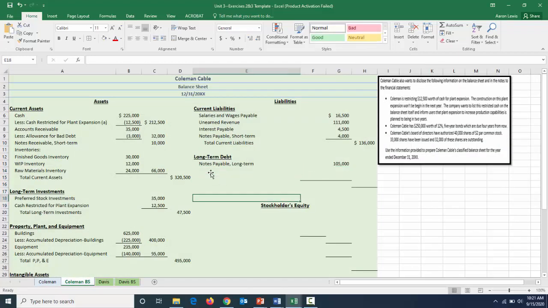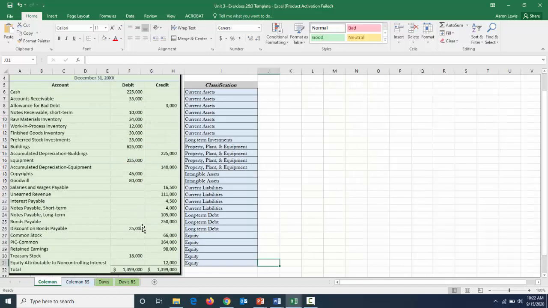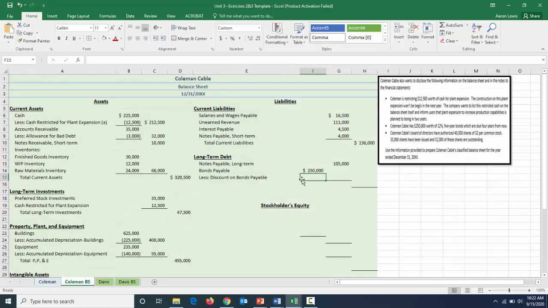We're going to start with the regular account, which is bonds payable, and that had a balance of 250,000. And it's going in the left-hand column because it has a contra account tied to it. And we are going to subtract from that the discount on bonds payable. And the discount on our bonds payable, according to our information, is currently 25,000. So we're going to subtract that out.